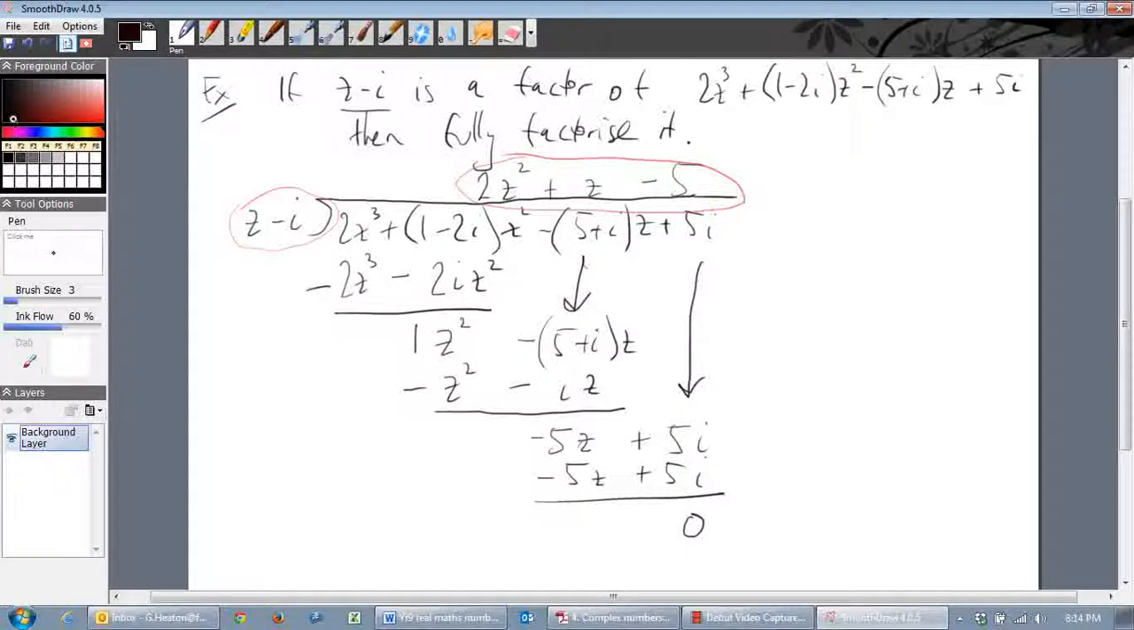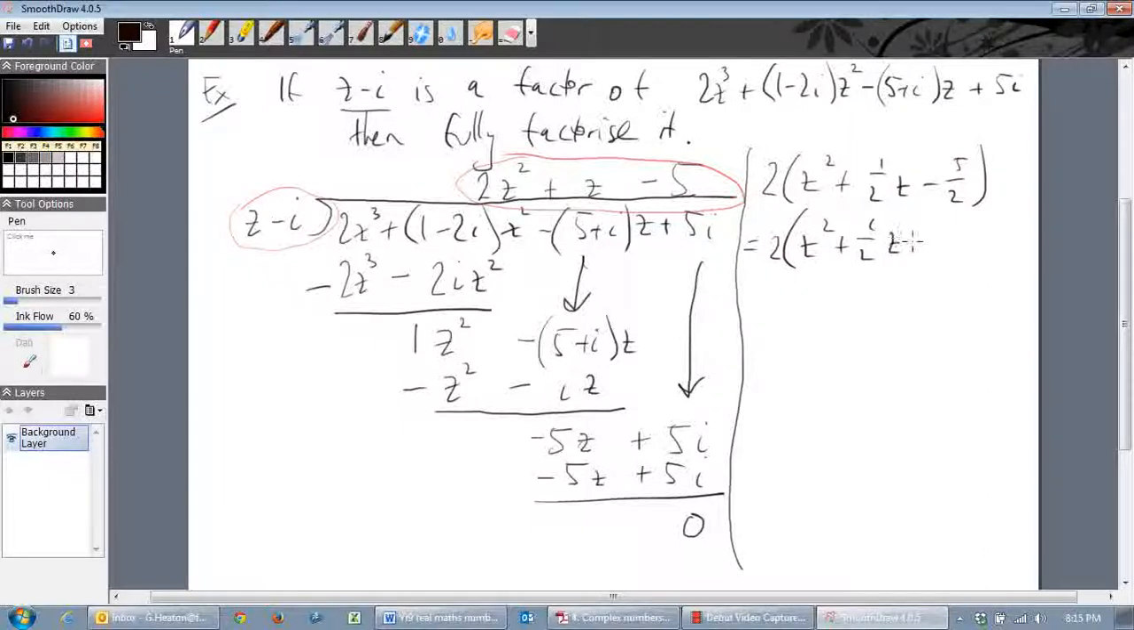And I might just see if I can squeeze it in here. I really should get better at not taking up so much space. So let me just take out the 2: z squared plus half z minus 5 on 2 equals 2 times (z squared plus half z. Half divided by 2 is a quarter. A quarter squared is plus a 16th. Yuck, yuck, yuck. What am I doing? Why did I choose this example?